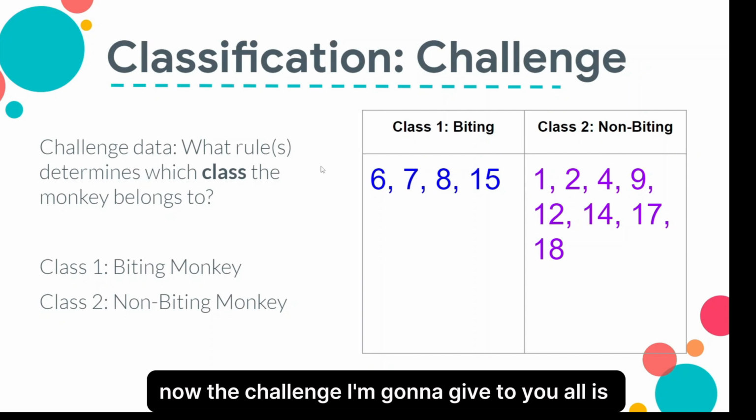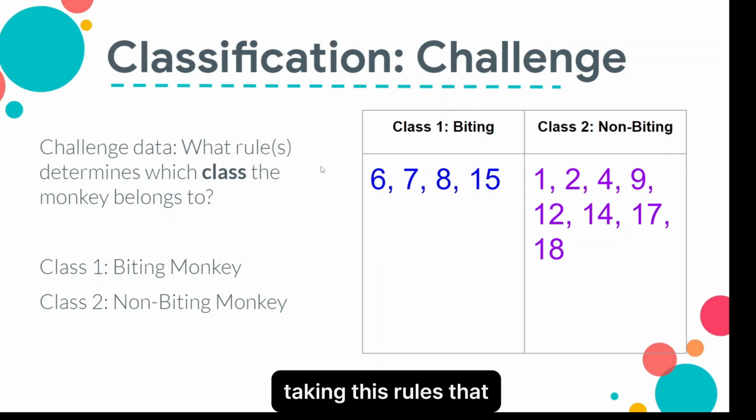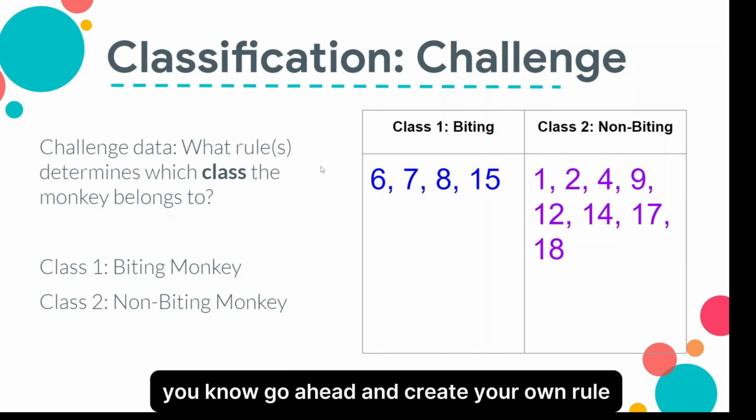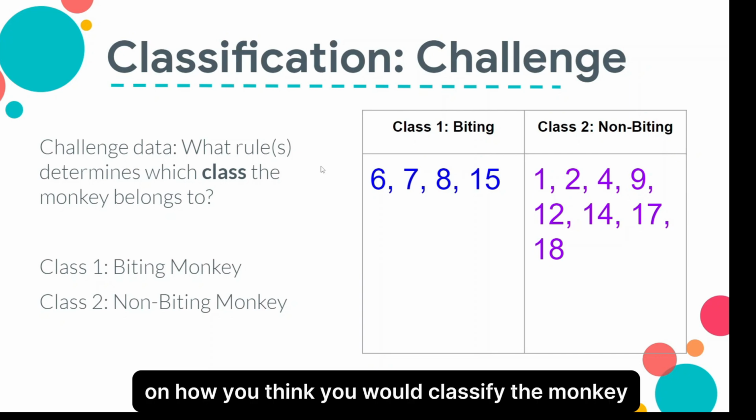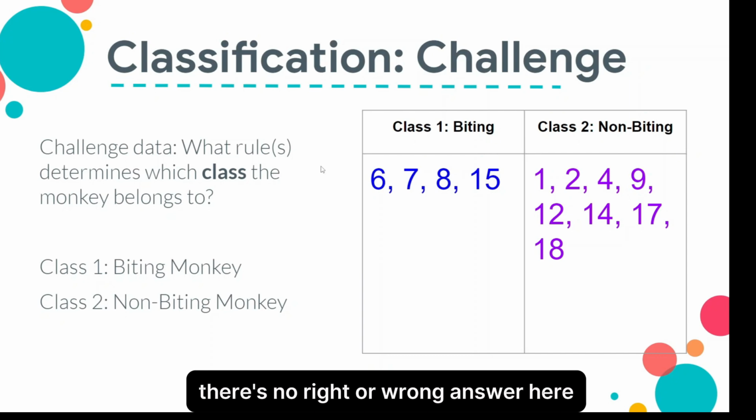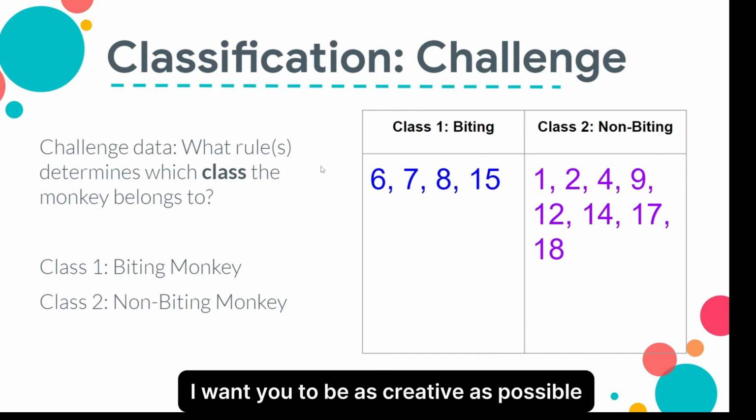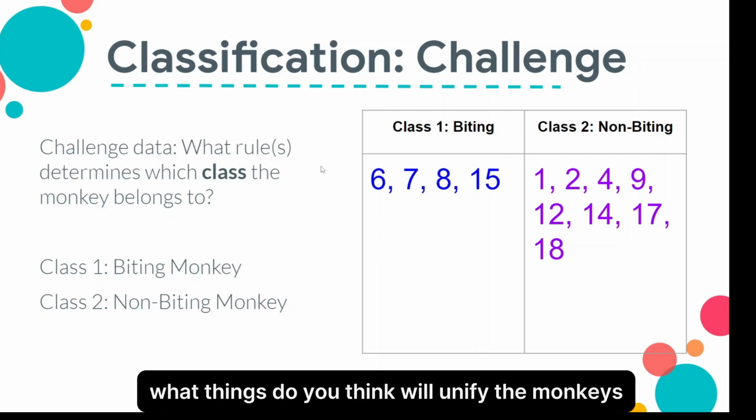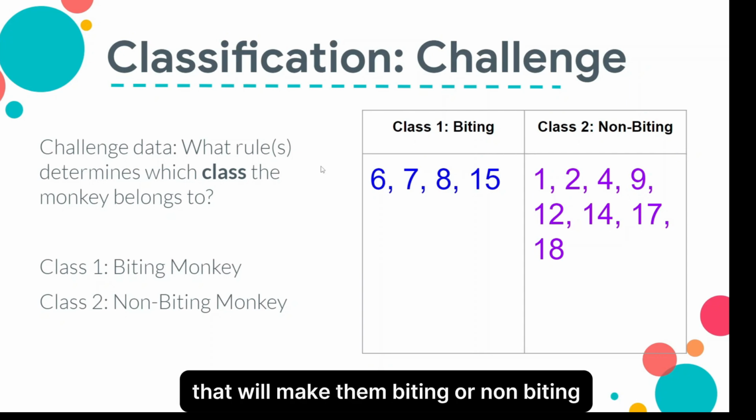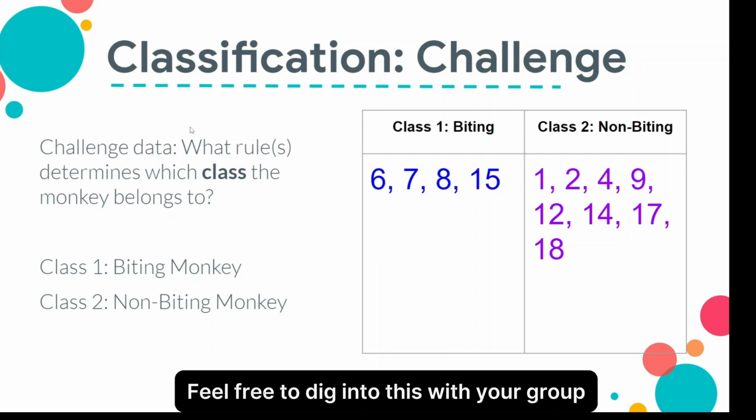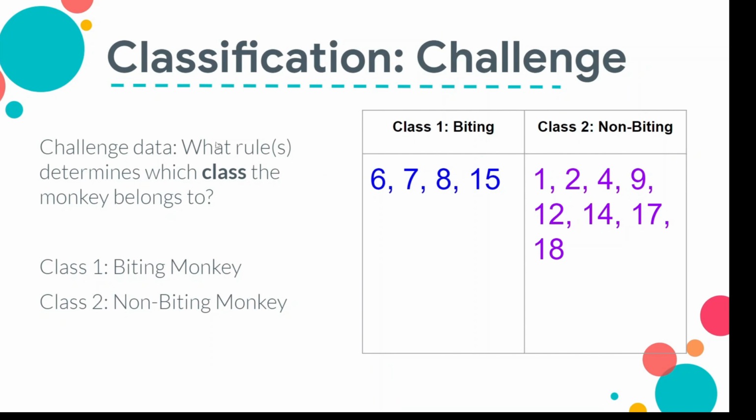Now, the challenge I'm going to give to you all is, taking these rules, go ahead and create your own rule on how you think you will classify the monkeys. There's no right or wrong answer here. I want you to be as creative as possible. What things do you think will unify the monkeys that will make them biting or non-biting? Feel free to dig into this with your group.